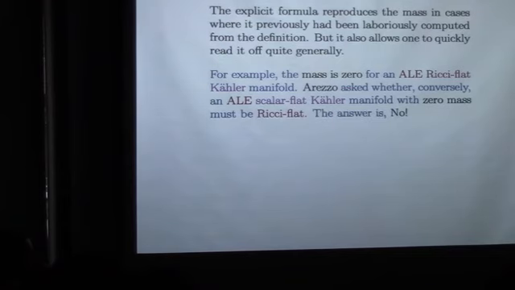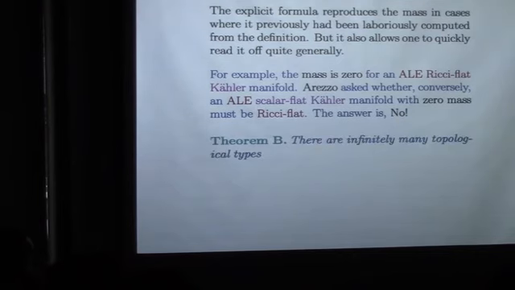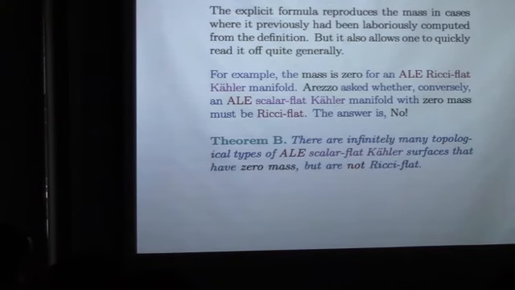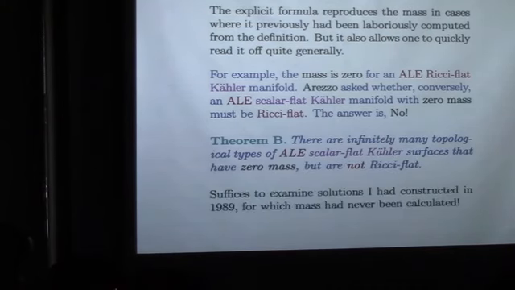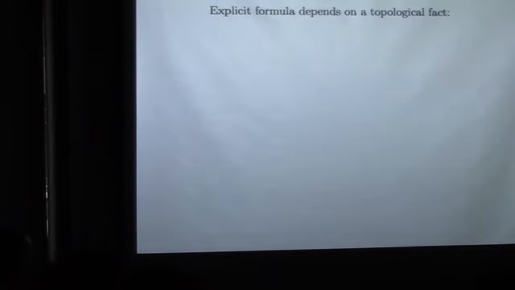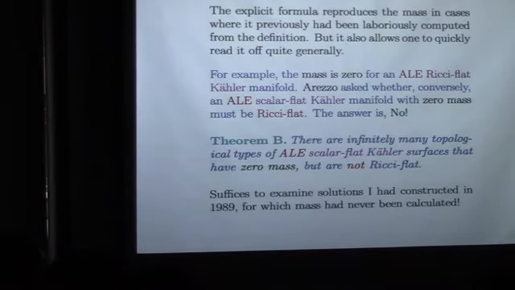It turned out this is definitely not true, and in fact, there are infinitely many topological types in real dimension 4 with zero mass which are not Ricci flat. In fact, I had found these examples a long time ago, but I never bothered to calculate the mass. It's now really easy; it takes literally 30 seconds to calculate the mass of something.